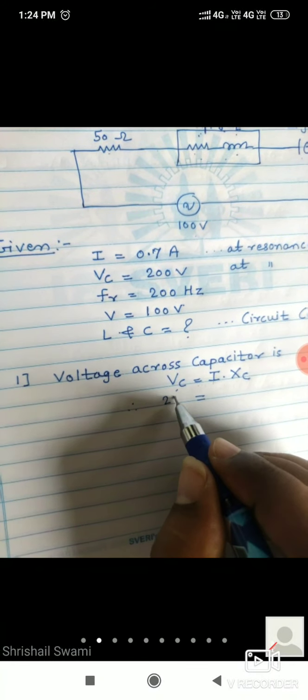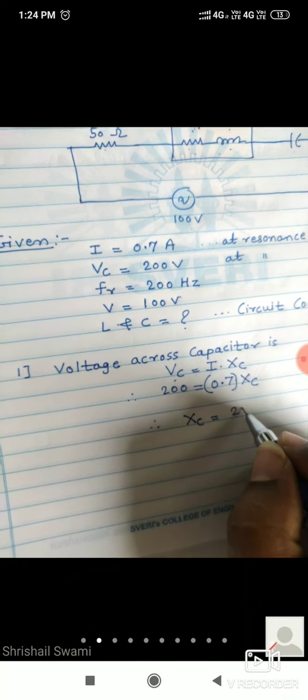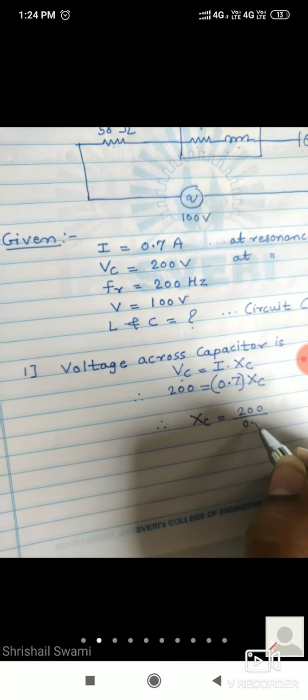So I is given and VC is given. So what is that VC? VC value is 200. I value is 0.7. So find out XC. XC is equal to 200 divided by 0.7.